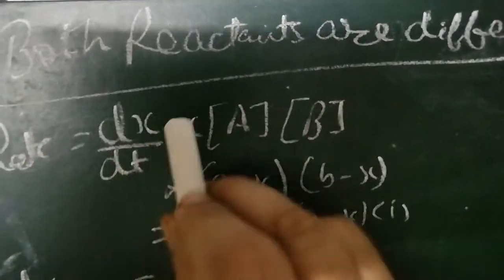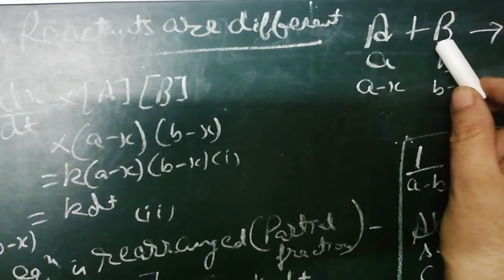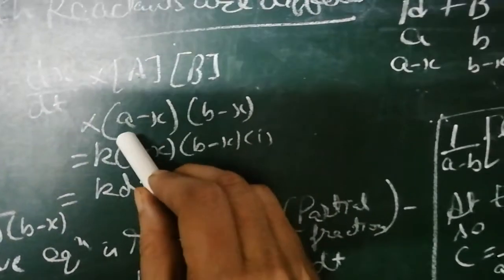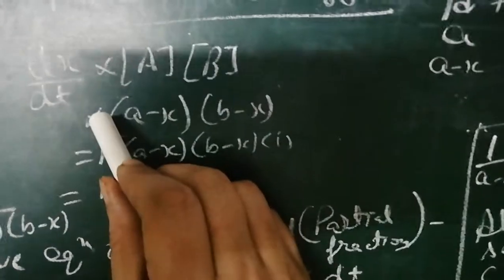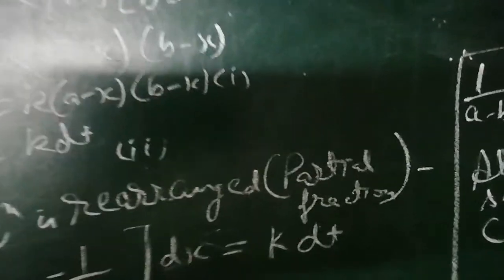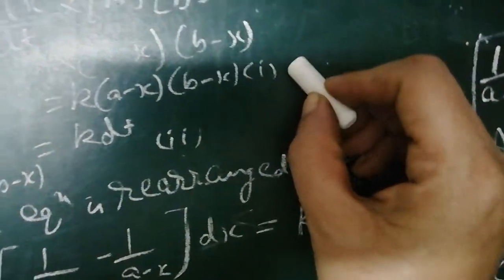So the rate, dx upon dt, is directly proportional to the concentration of reactant A times the concentration of reactant B. The concentration of reactant A is a minus x, and of B is b minus x. Removing this proportionality sign, we introduce the constant k: dx/dt = k (a minus x)(b minus x). This is your equation number 1.